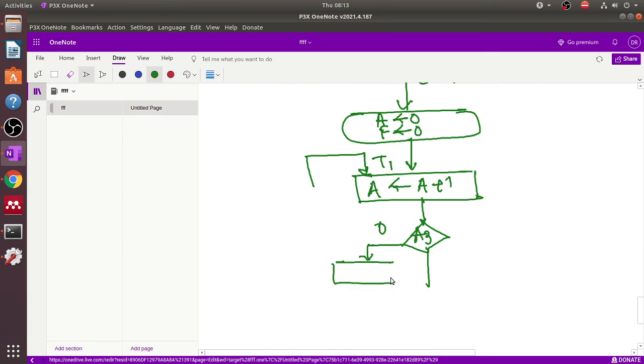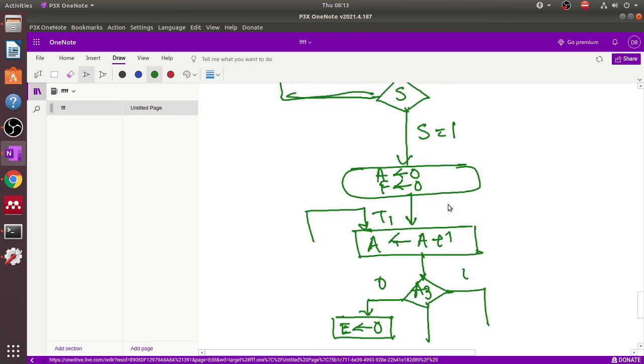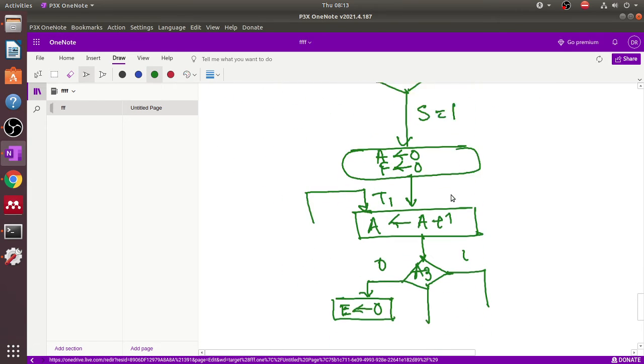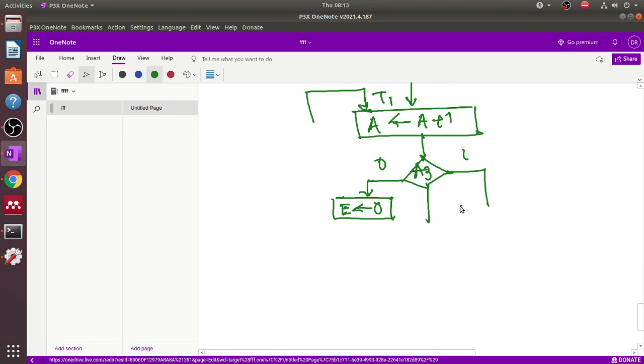That is the condition: is the flip-flop output equal to 0? Okay, that is very easy. And when A3 equal to 1, we see that E tends to 1, that is E equal to 1, and then A4 is coming. So for this condition, E is 1, and then the logic bit A4 is coming.